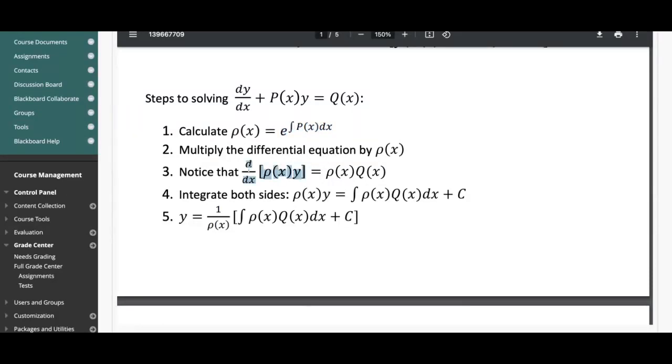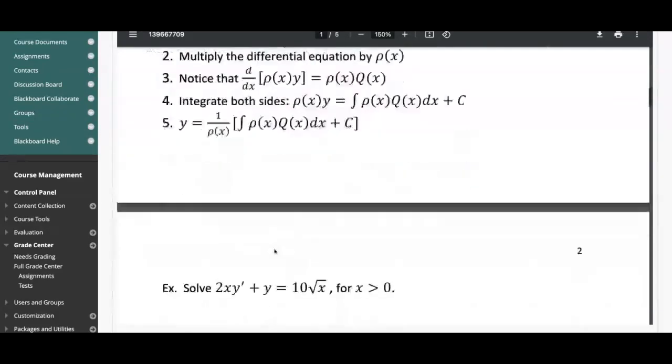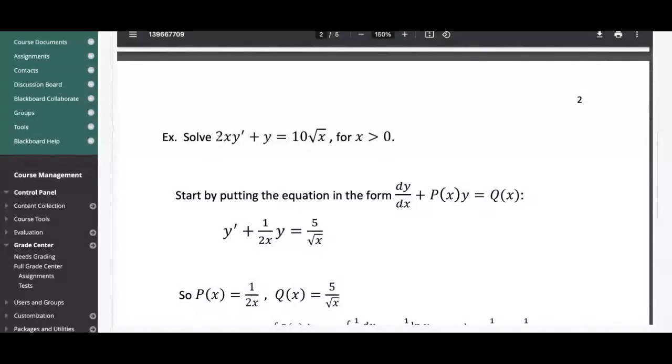Then by this fact, once we multiply everything by that, the left-hand side is the result of this derivative. Then we integrate both sides. Then we solve for y. Right, so let's go back to such an example.